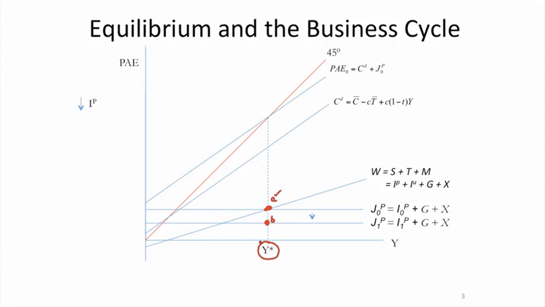Firms are still producing Y star. That hasn't changed yet. The only change at this point in our story is a fall in planned investment, a downward movement of the planned injections line. So the only difference is planned injections, the relevant point on planned injections is now point B. But straight away you can see we're now in a disequilibrium.